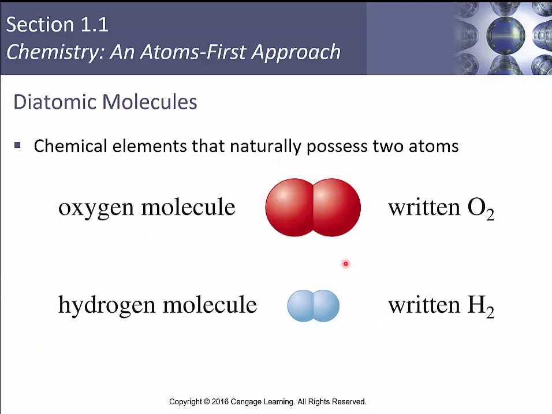We have some chemical elements that are called diatomic. There's a lot of these, so that's why we're bringing it up early on. So an oxygen molecule is going to be O2. A hydrogen molecule, H2. Others would be like Cl2, N2. A lot of these gases in their natural state are going to be diatomics.